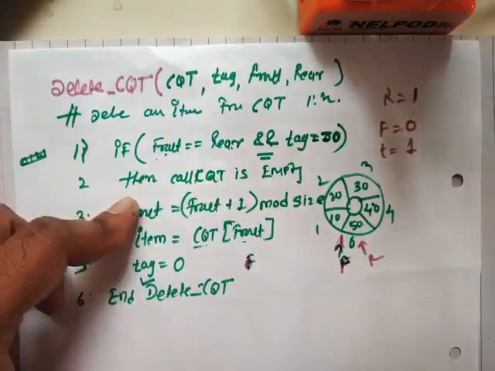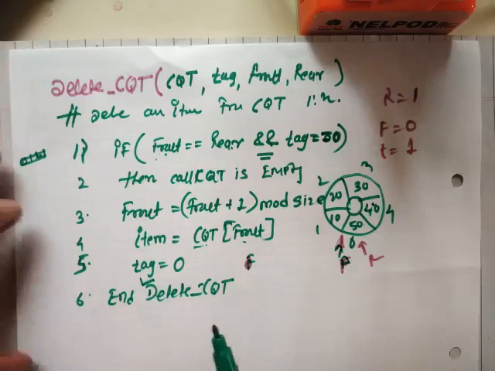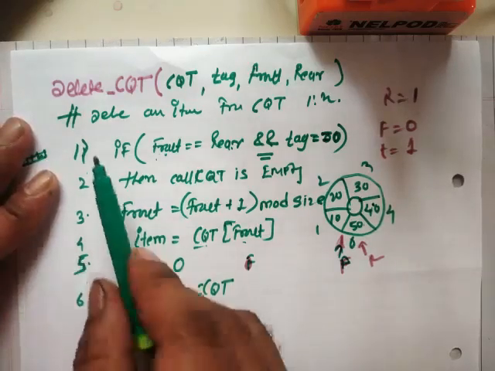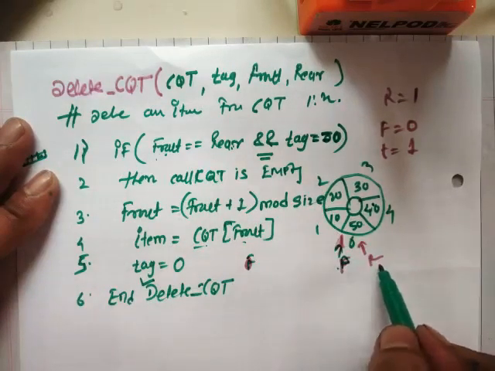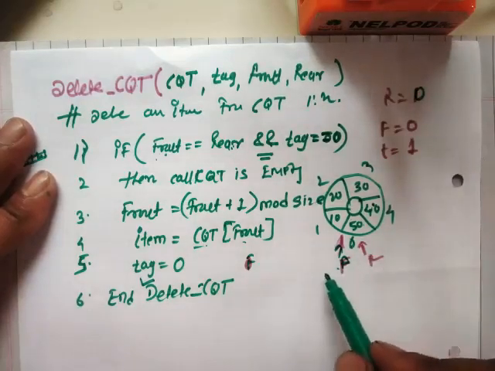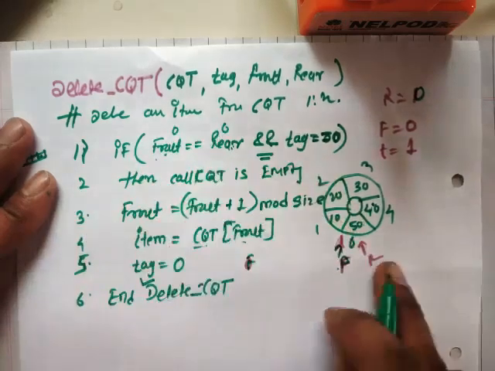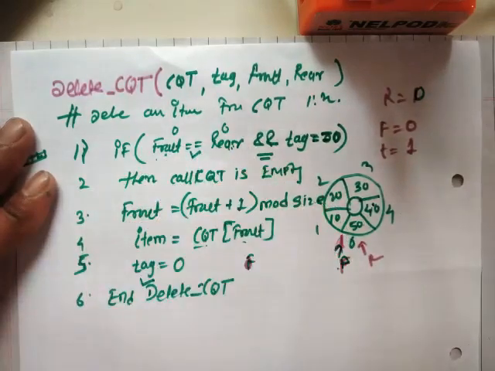Here tag value is 1. We are using the previous condition. Now suppose you are going to delete an element from circular queue with tag, what happens here? Check if front is equal to rear. What is the front value? Front and rear both are pointing to the same index location. Front is equal to 0, rear is equal to 0. Both are pointing to the same index location. So the front and rear condition is satisfied. But here we are using the AND operator.